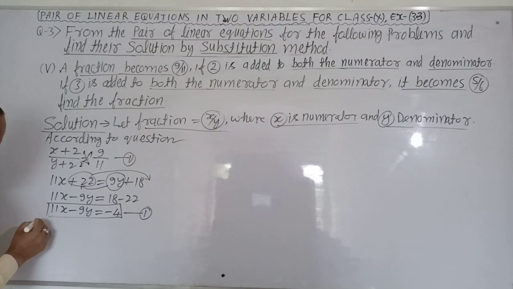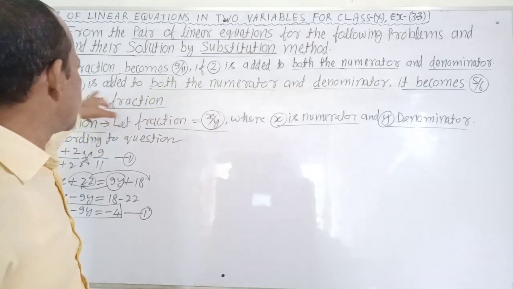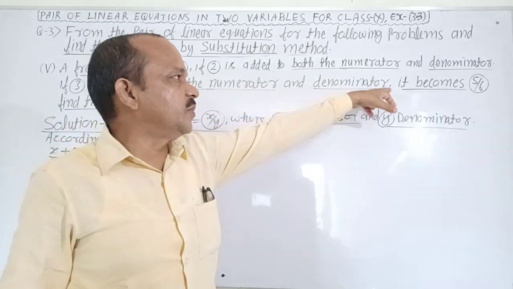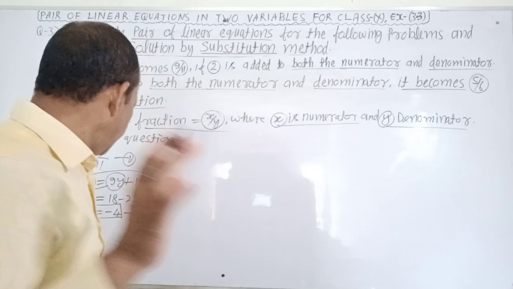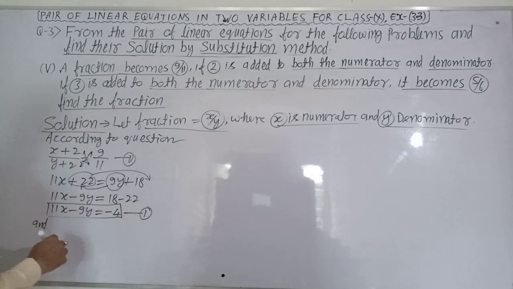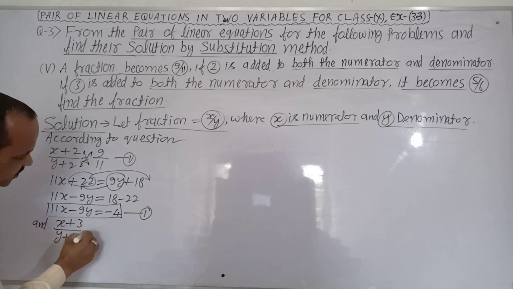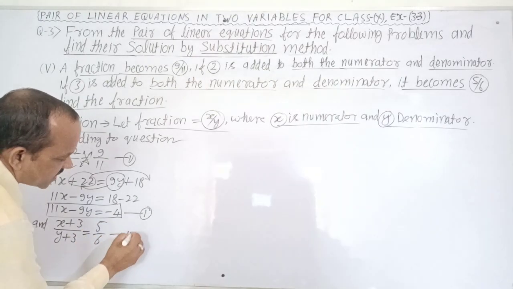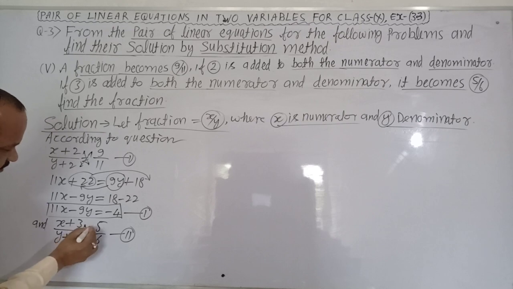And according to the second situation, 3 added to both the numerator and denominator, it becomes 5 by 6. Clear? Here, (x plus 3) upon (y plus 3) equal to 5 by 6. Equation second. Here you cross multiply.